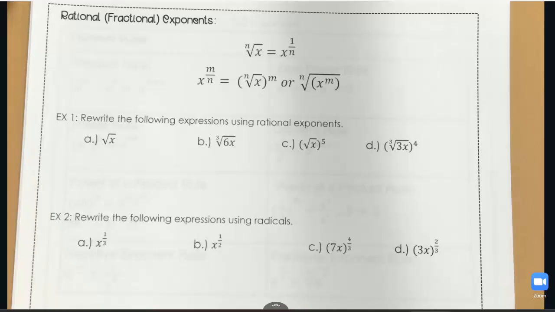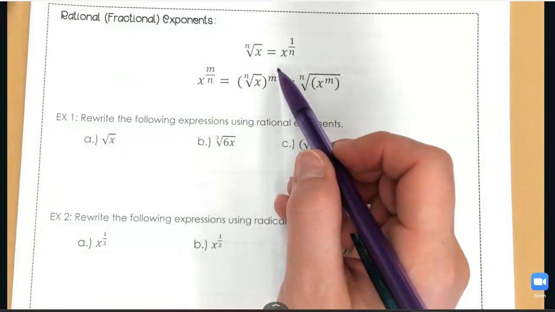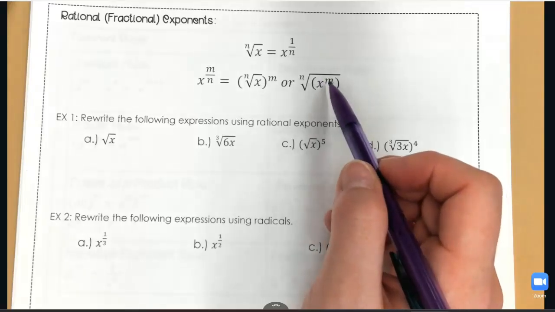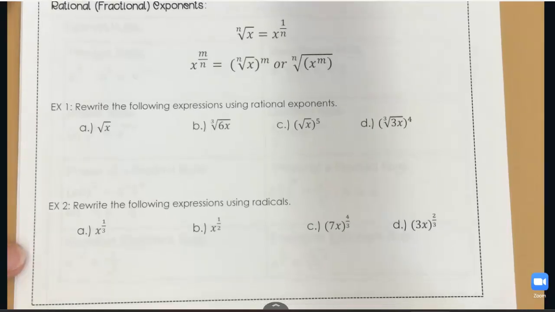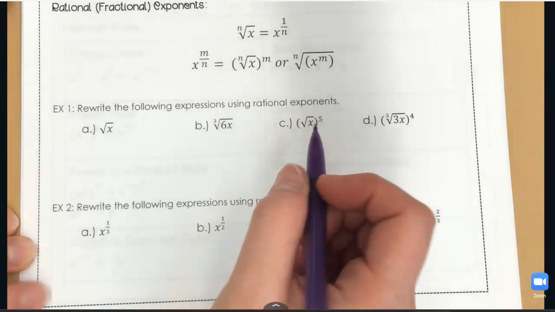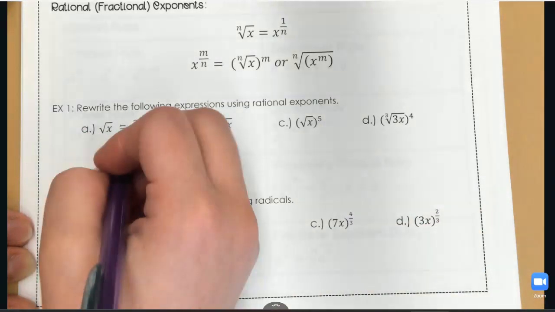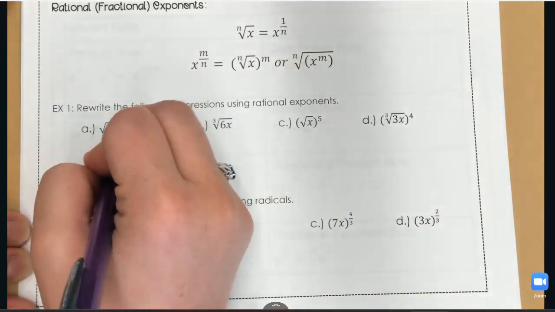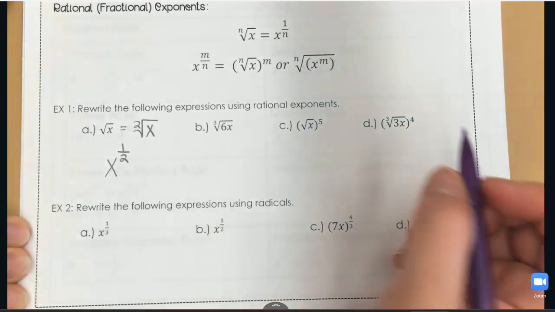And you can write this both ways. You can raise the entire radical to that power, or you can raise what's inside your radical to that power. Either way, with order of operations, you get the same result. So let's practice rewriting these with exponents. So this is the square root of x, so that index on our radical is 2. So this would be equivalent to x to the 1/2 power. That is the same thing as a square root.